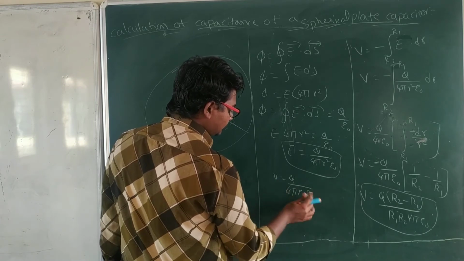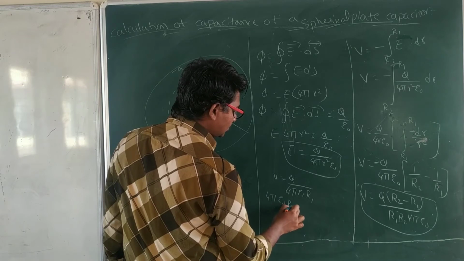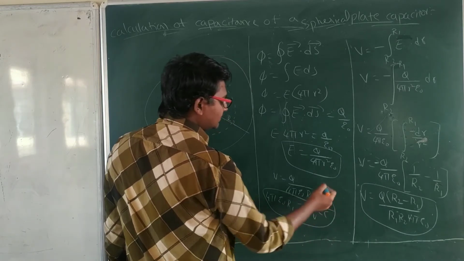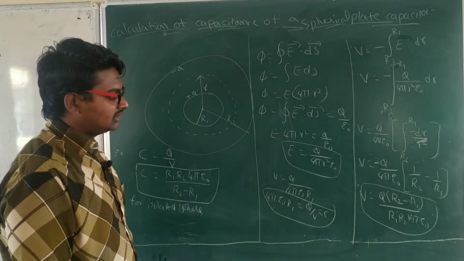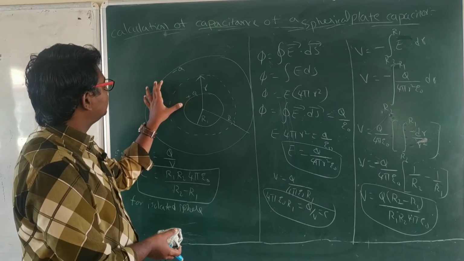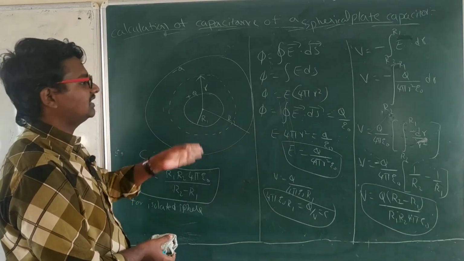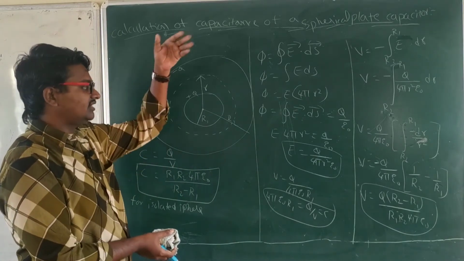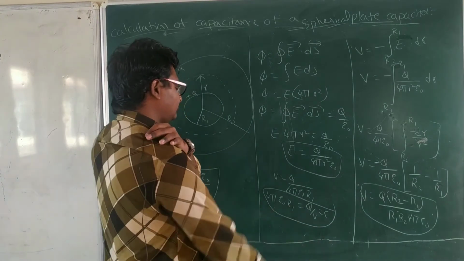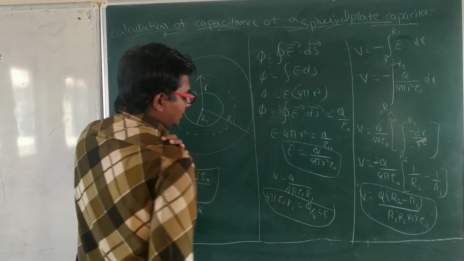Then shift this one to this side and V to the other side. Then we will get 4 pi epsilon naught R1 is equal to Q by V, which is C. This is for an isolated sphere. Isolated sphere means we are considering the gap between them is very high, or the second sphere is at infinite distance. At that time we get 4 pi epsilon naught R1.